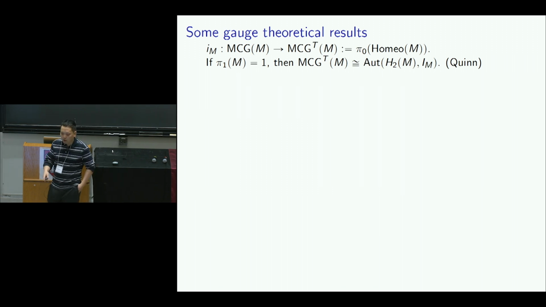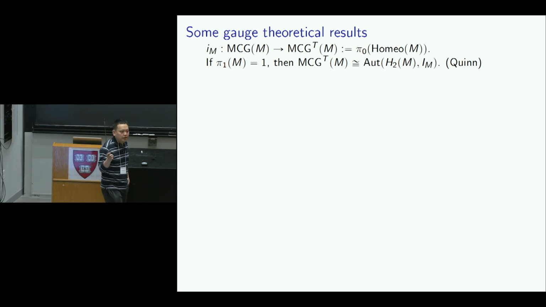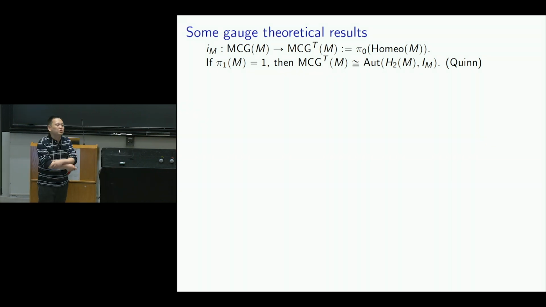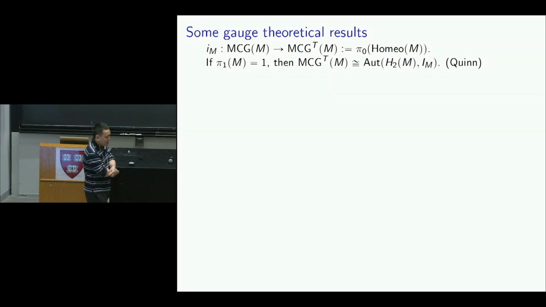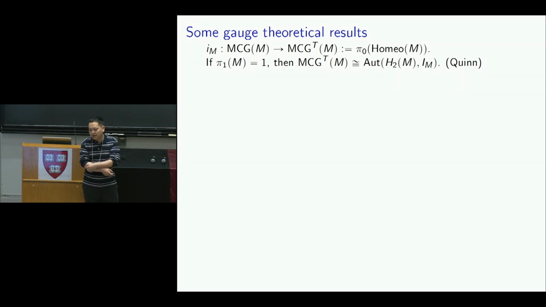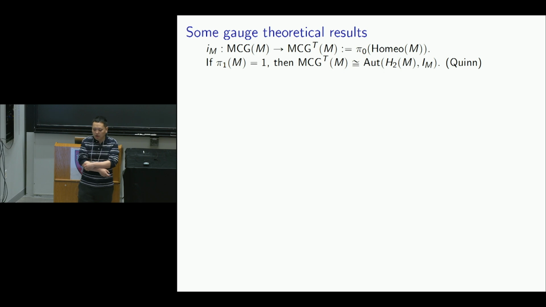Okay, so to study this question, let's consider the mapping class group in the smooth category and the mapping class group in the topological category. Let me put a T here to indicate it's in the topological category. As I mentioned, we don't have much understanding of the smooth mapping class group in dimension 4. On the other hand, we do have a very good understanding of the topological mapping class group where the manifold is simply connected, because in this case it is isomorphic to the automorphism group of the second homology preserving the intersection form.